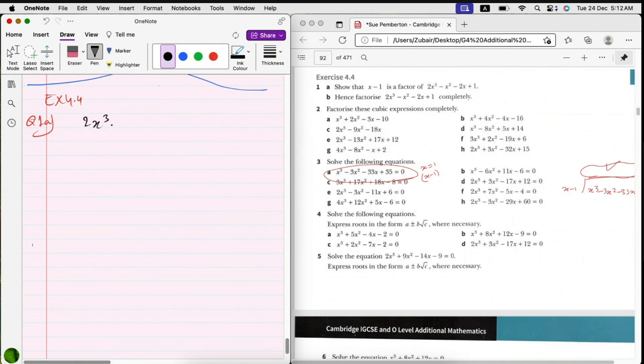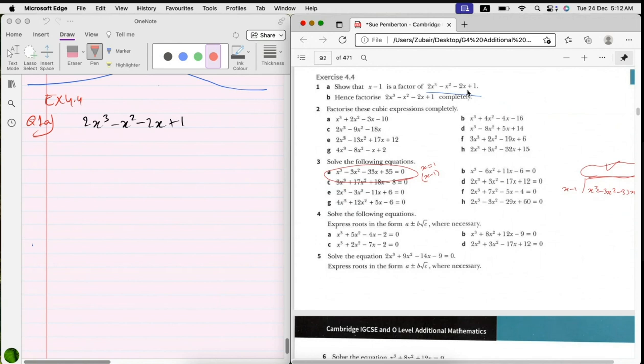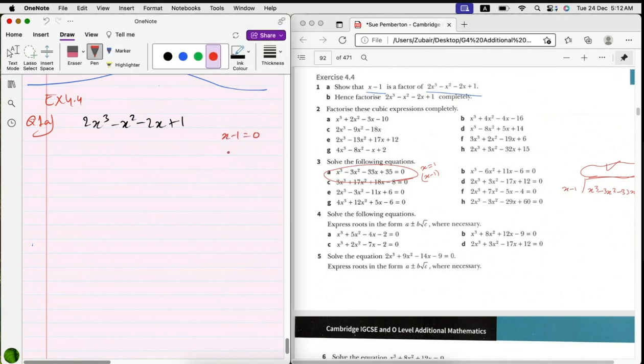It says 2x cubed minus x square minus 2x plus 1. So when this is divisible by x minus 1, that would mean the value of x is 1. So 2 into 1 cube minus 1 square minus 2 into 1 plus 1. That's 2 minus 1 minus 2 plus 1. So plus 2 with minus 2, minus 1 with plus 1, and 0. This shows yes, it is a factor.